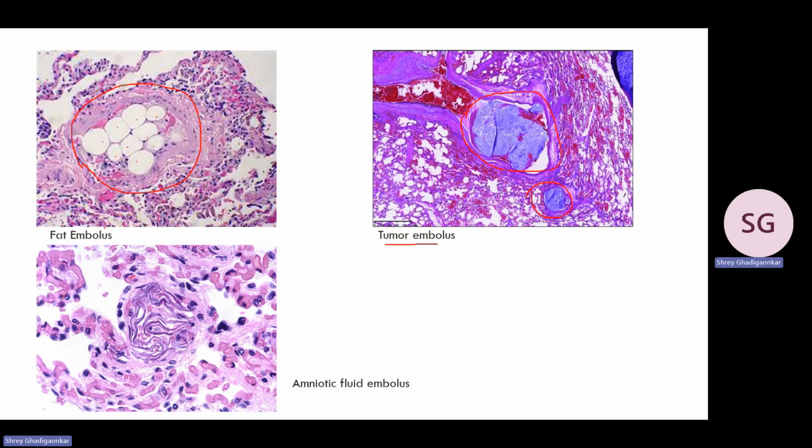And you also have amniotic fluid embolus. That's basically this thing over here, and these lines are basically the amniotic fluid embolus, and these contain squamous cells from the fetal tissue.